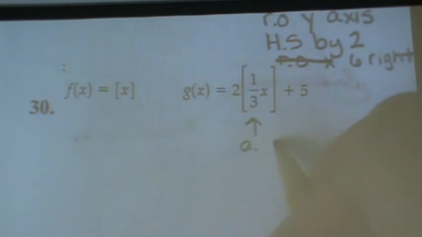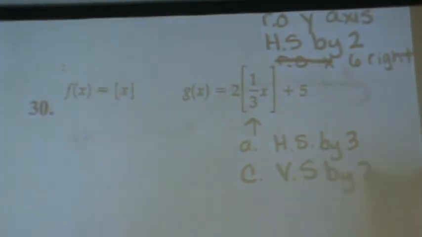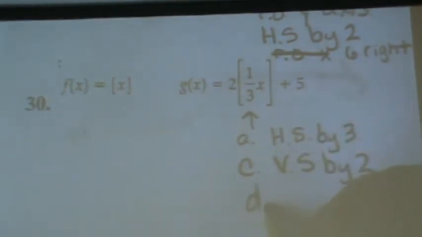Number 30 is the greatest integer function. You don't really have to pull that A value out because there's no B value. So you start here, that's A. You flip that, it's a 3. It's a horizontal stretch by a factor of 3. There's no B value, but there's a C value. That's a vertical stretch by a factor of 2, and D is 5 units up.